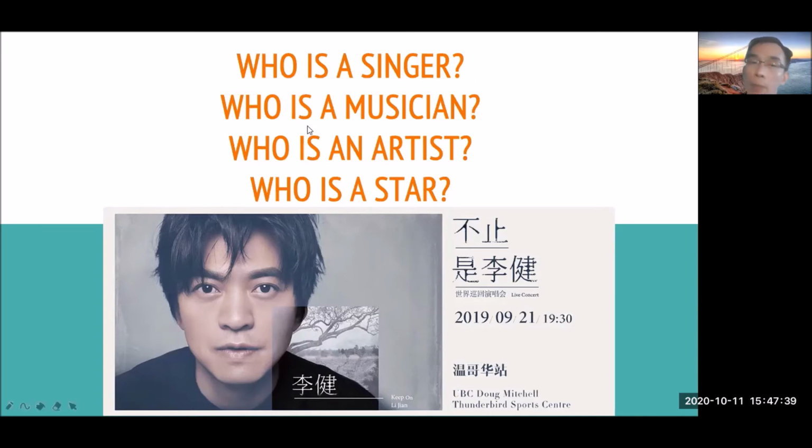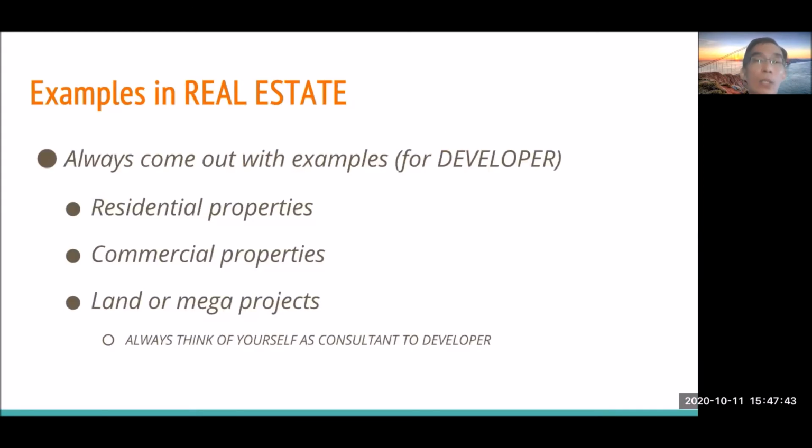So that is about marketing. That is not about whether you are a negotiator or not. So the way to approach this paper is you have to give examples which are related to real estate. And a lot of the time you need to think about these three areas. You need to think about whether it is a residential property, a commercial property, a land, or a mega project. So always answer your question thinking at the level that you are a consultant to a developer.